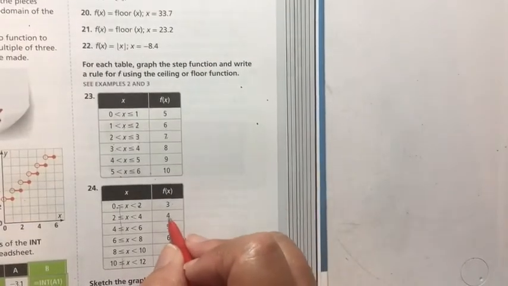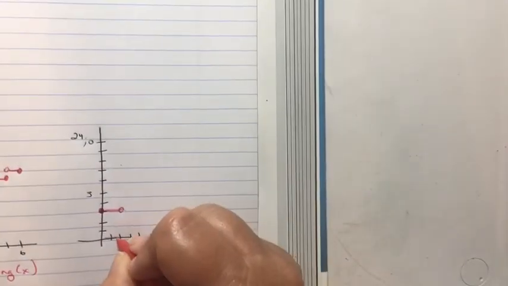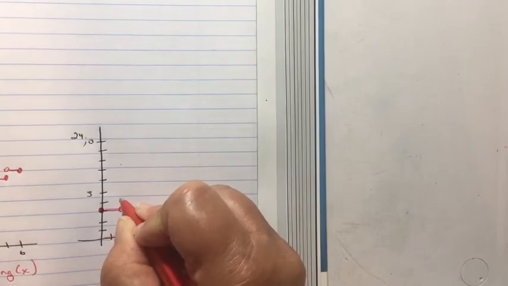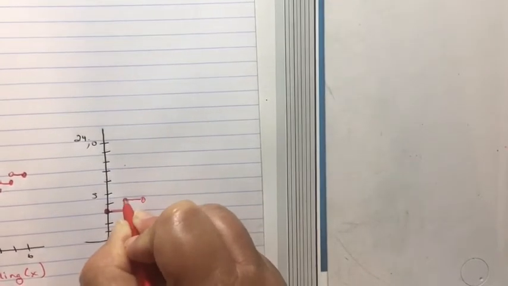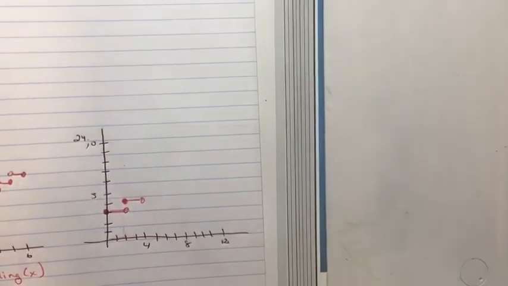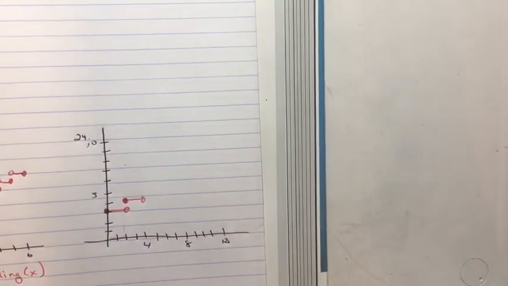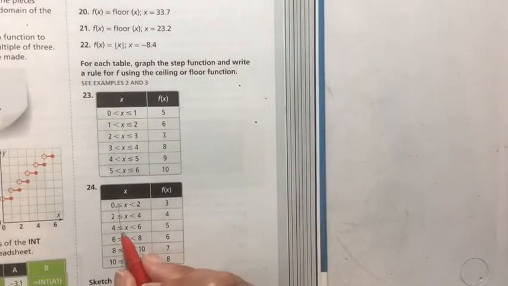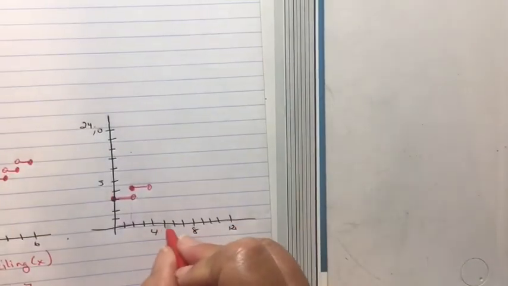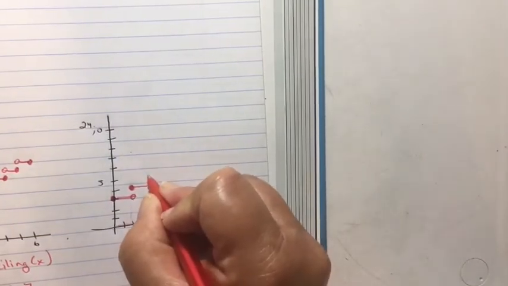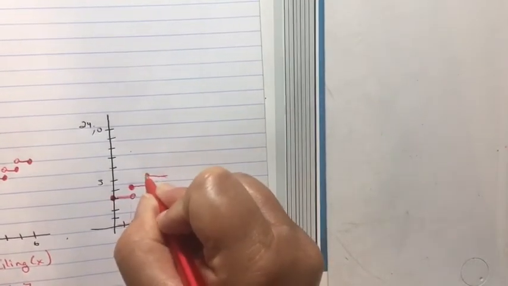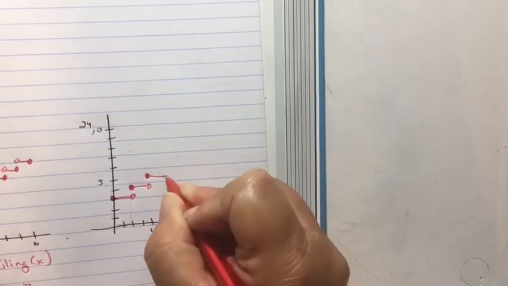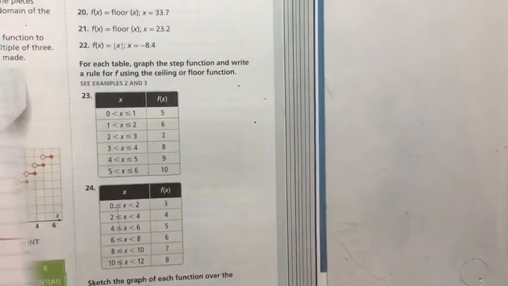The next step is on the 4, and that's from 2 to 4. So from the 2 to the 4, you're going to have a step. It includes the 2, but not the 4. Okay. 5 is from 4 to 6. So from the 4 to the 6, I'm going to draw my bar on the 5. It does include the 4. It does not include the 6.